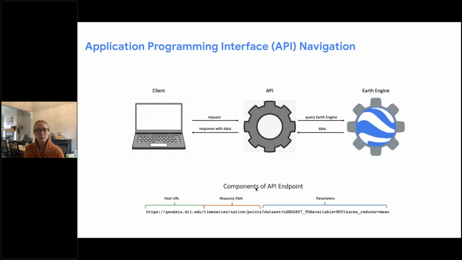And so here are the components of an endpoint. The API is just a URL. So the root is going to be geodata.dri.edu. You'll have a resource path, and that's going to define what you want. In this example, you're pulling down time series, and you just want the raw data for points. And then you need to provide us different parameters. This is shortened so it fits on the screen, but it's going to be your data set, the variable you'd like to query, maybe the statistics you want to run on it, start date, end date.